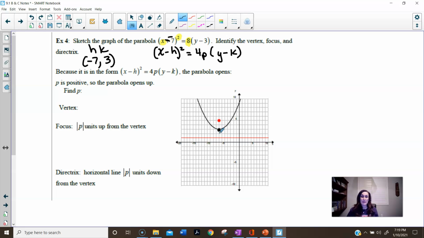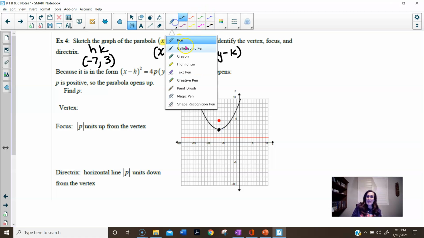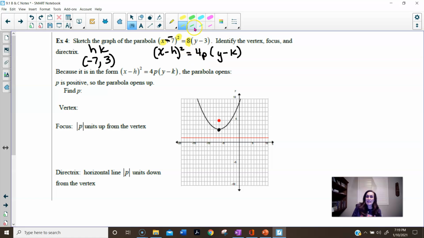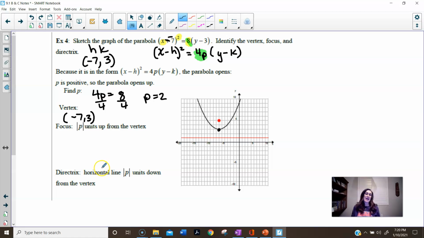Now let's figure out what p is. For p, if you look at the two equations lined up, 4p is going to be equal to 8. So if you have 4p equals 8, then you divide by 4, and p is equal to 2. So the vertex we already did, it was h, k, which is negative 7, 3. And then from that vertex, we're going to go up a positive 2. And because p is positive, we went up, and that's the focus.